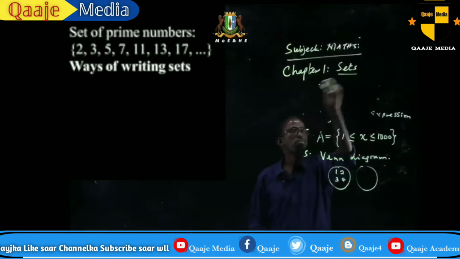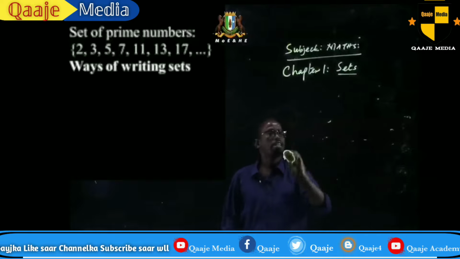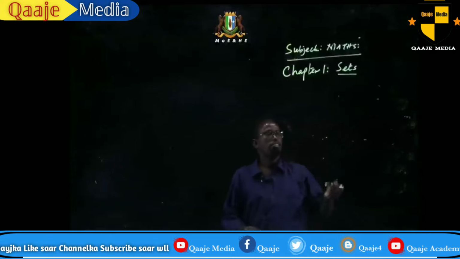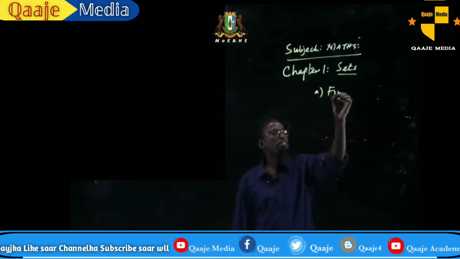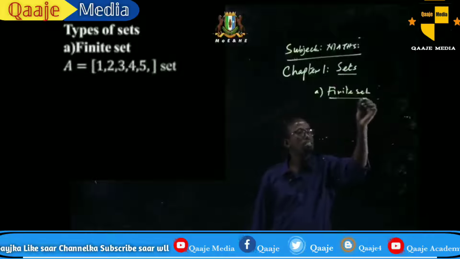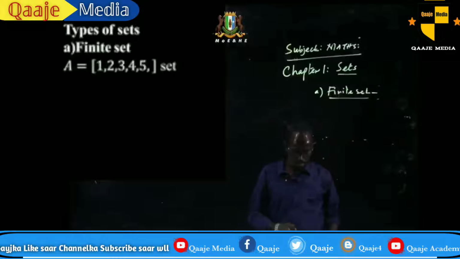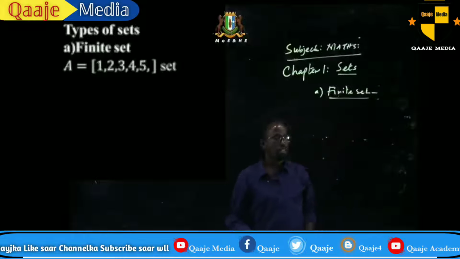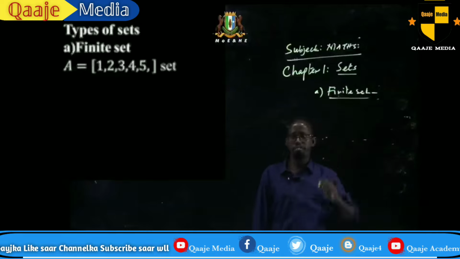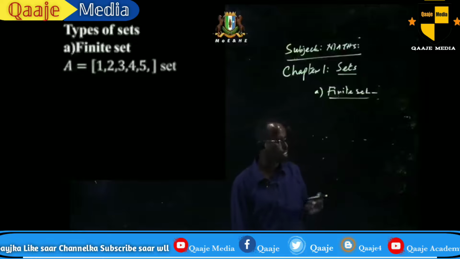Types of sets. There are 3 main types of sets. We have A, the finite set. This one contains a limited number of elements, or a definite number of elements. Finite means you can count the number of elements in the set.